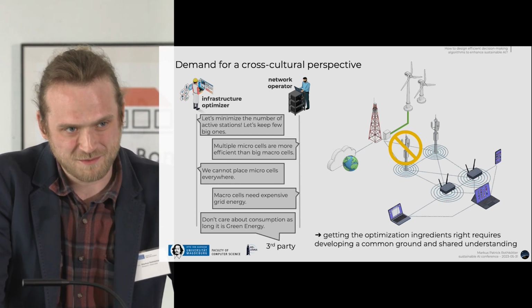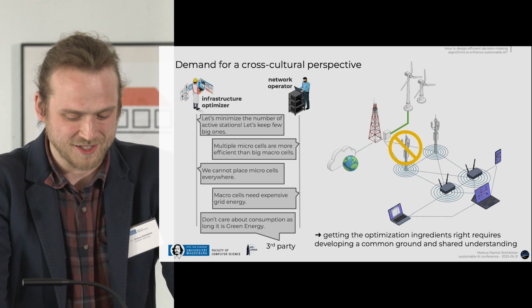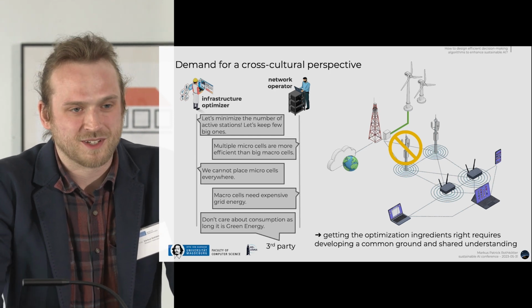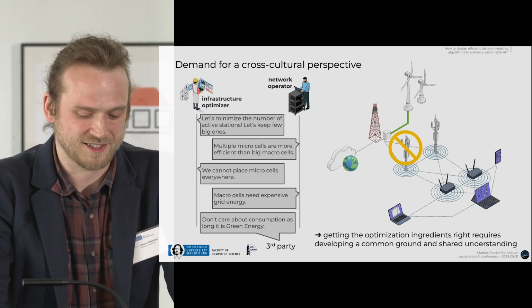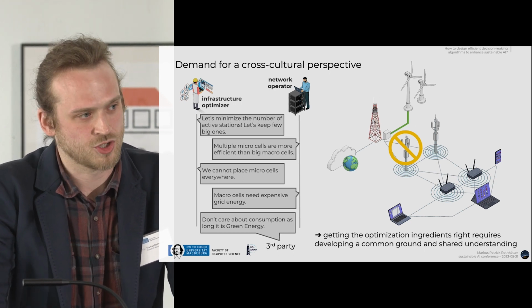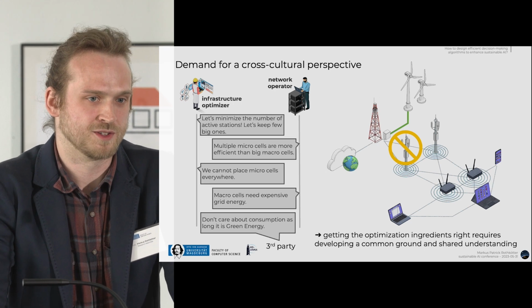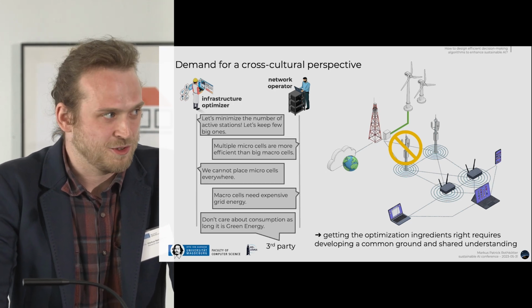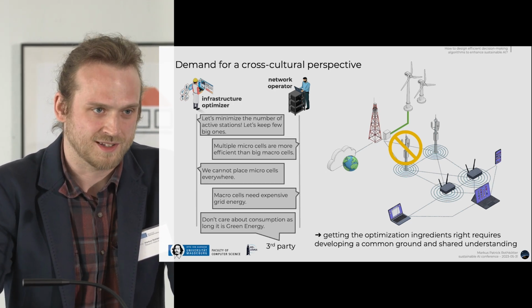So you see, coming up with a good system model means we have to get the ingredients for our optimization right. And therefore we need a common ground of understanding and a shared perspective on our system. And if you remember the example from the beginning with the trip to the mountains, where was sustainability?